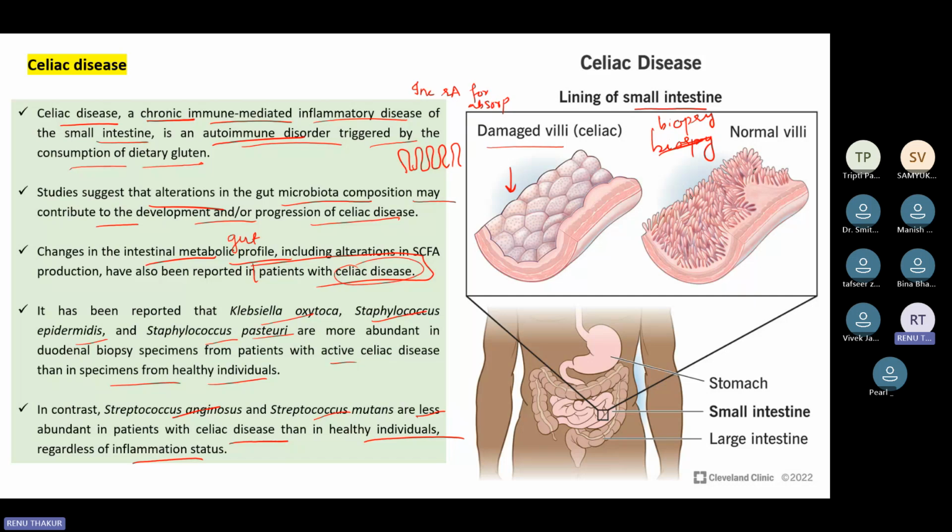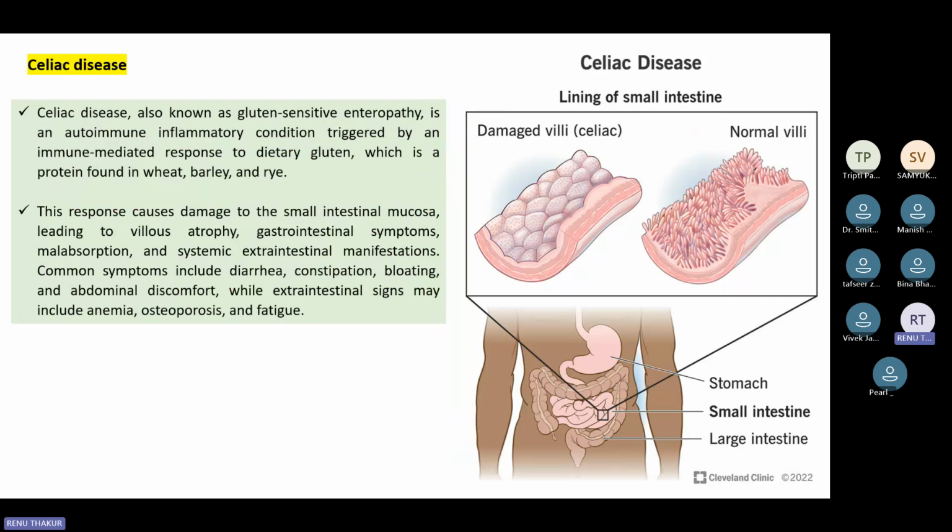So you can see this is part of our small intestine. Villi is part of the small intestine. They increase the surface area, which is required for the proper absorption of whatever we are eating. The nutrients are absorbed with the help of the villi. So in celiac disease, that villi has altered morphology and therefore anatomy, and therefore it will no longer maintain the normal intestinal metabolic profile, and there may be alteration in short chain fatty acid production.